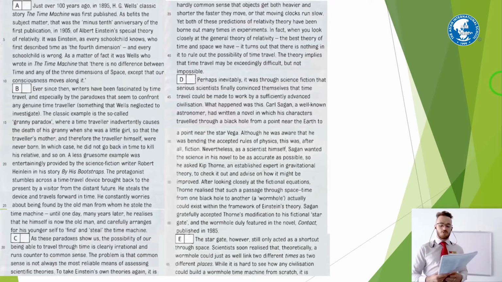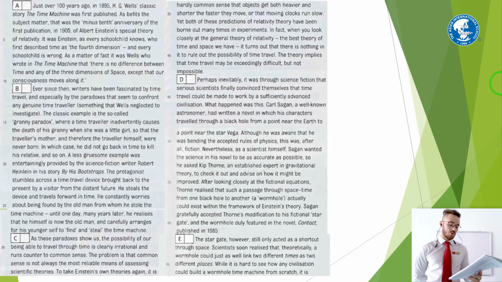Ever since then, writers have been fascinated by time travel, and especially by the paradoxes that seem to confront any genuine time traveler, something that Wells neglected to investigate. The classic example is the so-called granny paradox, where a time traveler inadvertently causes the death of his granny when she was a little girl, so that the traveler's mother, and therefore the traveler himself or herself, were never born, in which case he did not go back in time to kill his relatives, and so on.